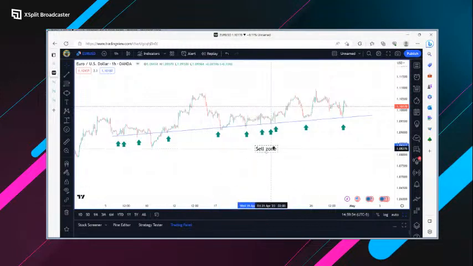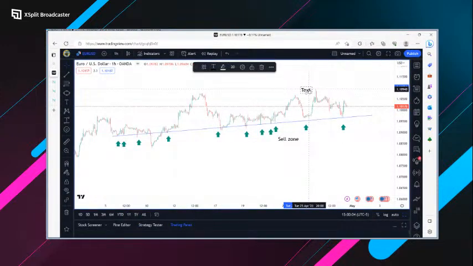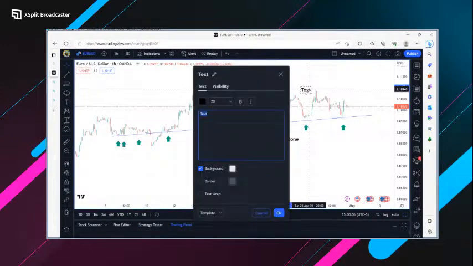And you have sell zone here, and then you have buy zone here. Oh no, what's this? Okay, buy zone.